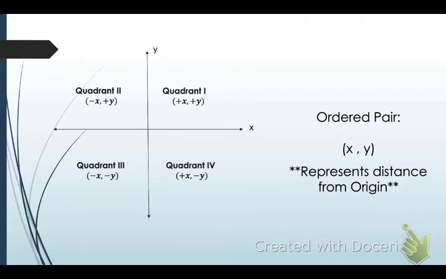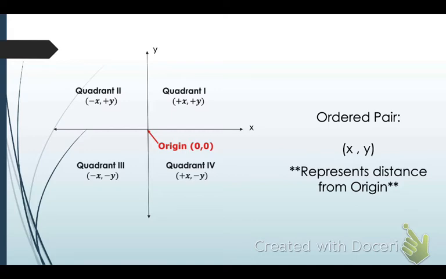I want you to write down every single thing you see on the screen: the two axes, so the two lines, the X, the Y, all the quadrants that are written there, everything below the quadrants, the origin, which is the middle of the graph, which is 0, 0. And then on the right, you're going to write ordered pair. XY represents distance from the origin.